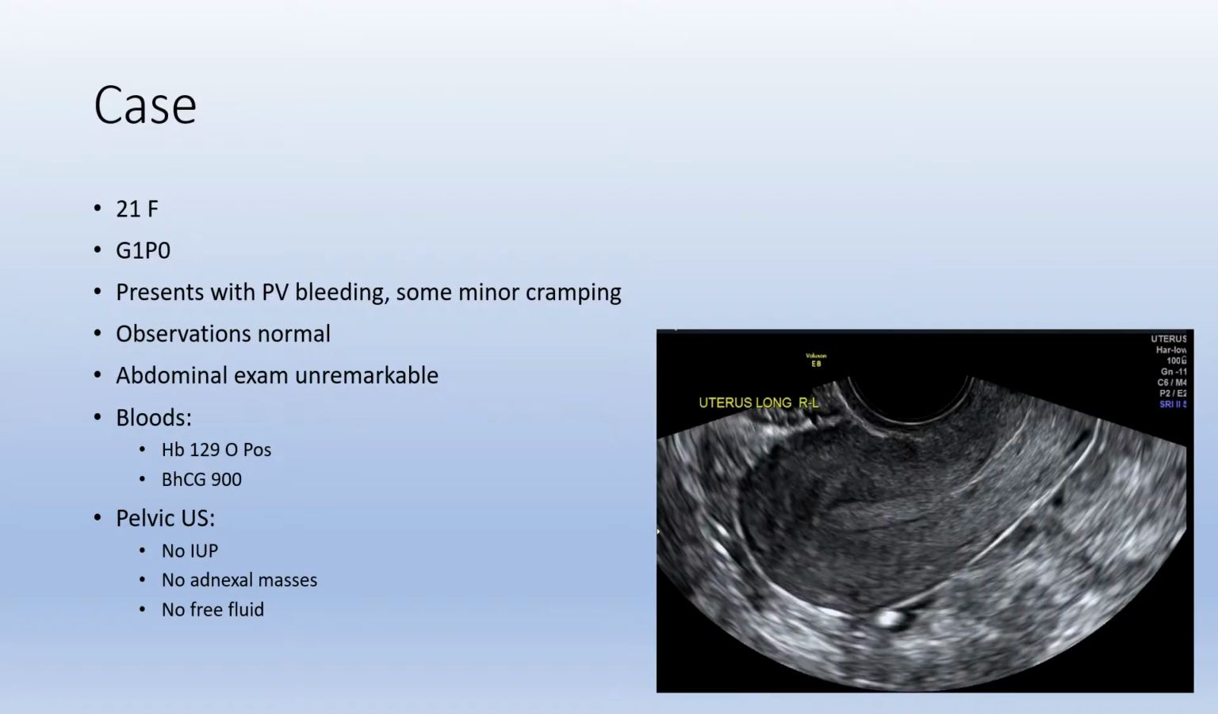Now this is one of the images from the ultrasound. This is a long section of the uterus on transvaginal scan, and it's reported as showing no evidence of intrauterine or extrauterine pregnancy and no free fluid. Now I'm sure this is something you come across in practice regularly, and this is what we call a pregnancy of unknown location.